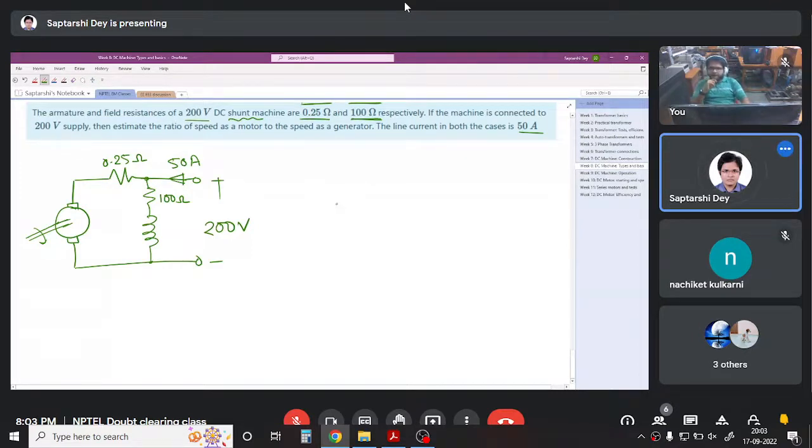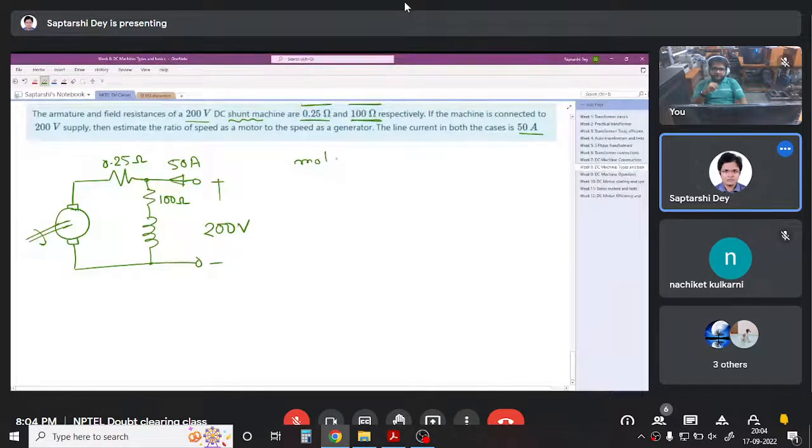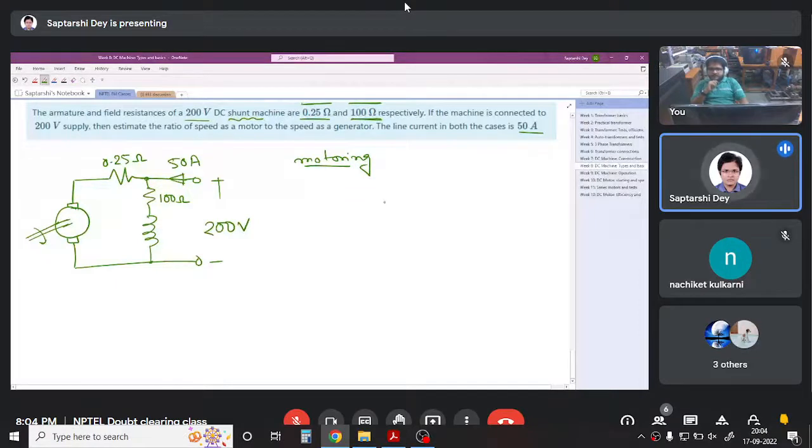Okay. Now we will take the first one. We will first see the motoring action. Motoring action we will see. So 200 volt DC shunt machine. The machine is connected to a supply. We estimate the ratio of speed as a motor to the speed as a generator. Line current is 50 ampere.